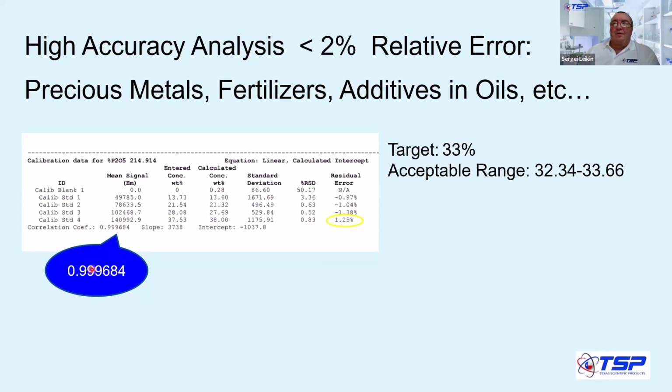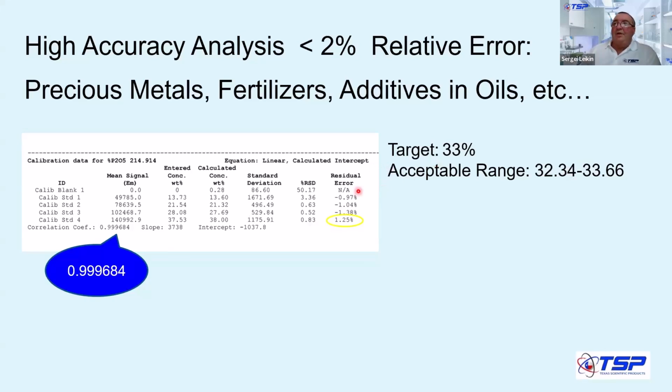We look at the calibration curve coefficient, right? And it looks very decent. So 3 nines, almost 4 nines. But then let's say we have to hit the target of 33%. If you look at 2% relative error, it's only plus or minus 0.66. So that's the range right here, the range according to specs that you have to hit.